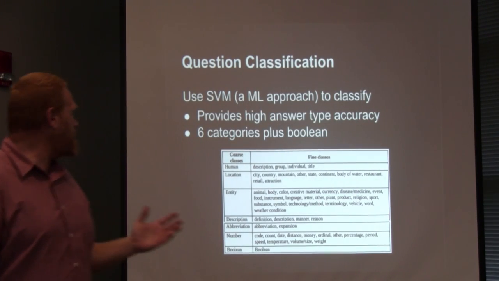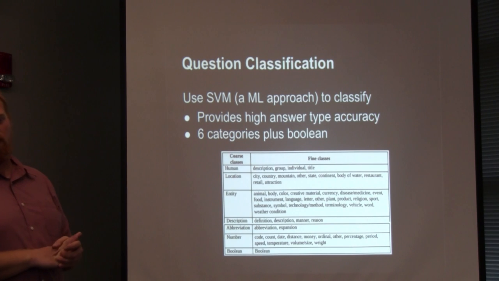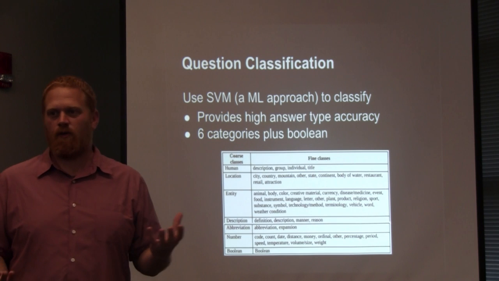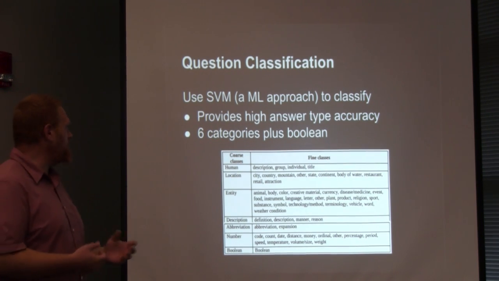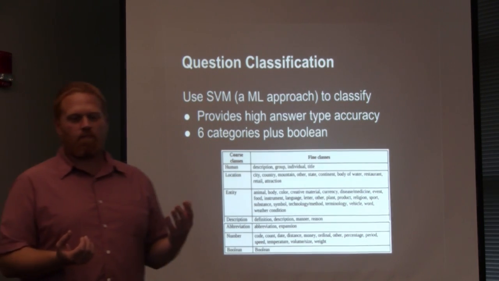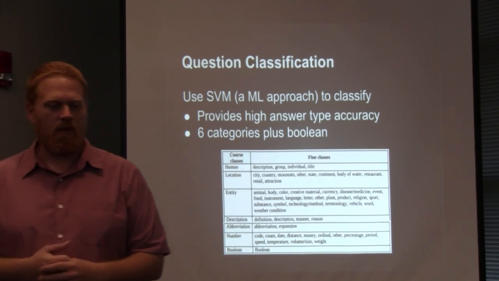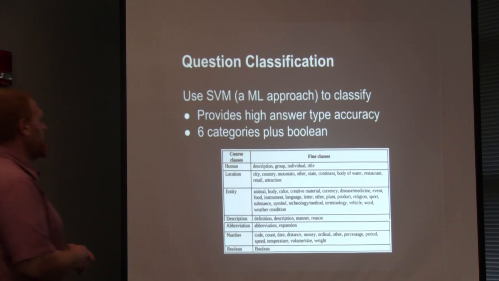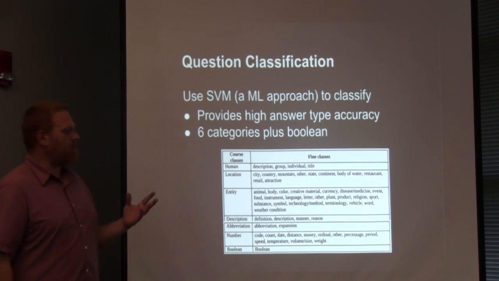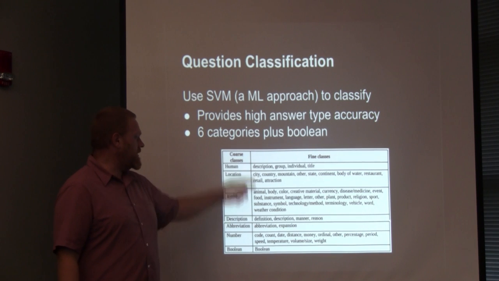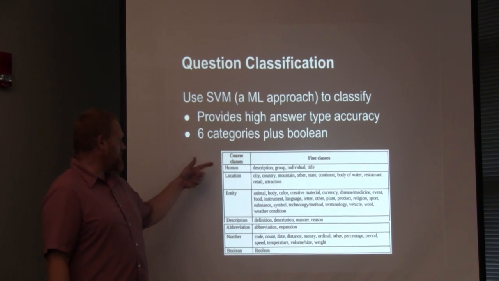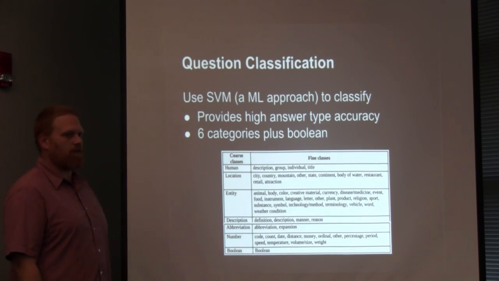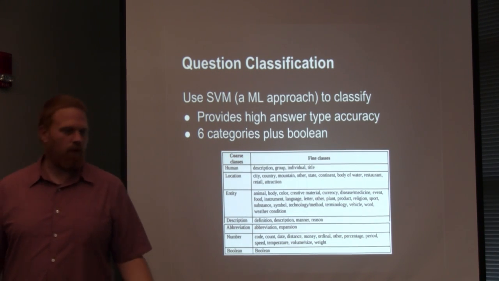So let's jump right into how they are transforming your natural language question into a query they can generate a SPARQL query from. They're going to use support vector machines, SVM, a machine learning approach to classify. In this case, they're going to classify two times, as a coarse class and as a fine class. They chose six different classes here and an addition of a boolean, so you could have a true or false type of question.